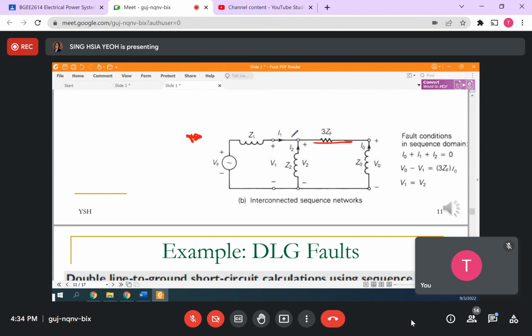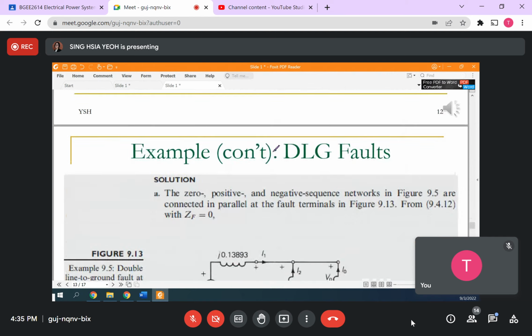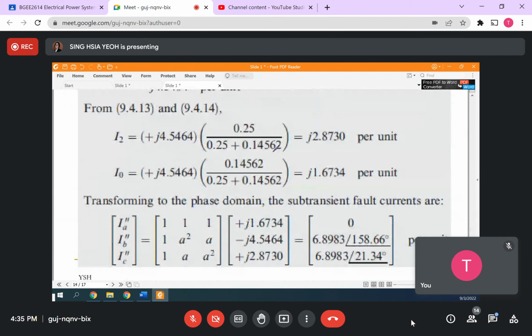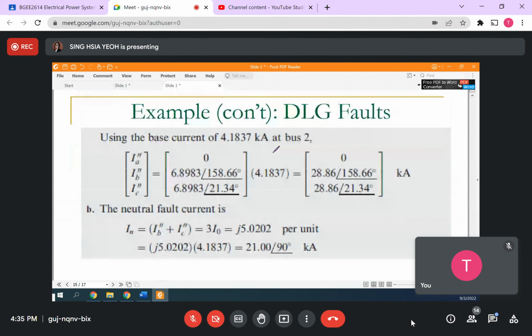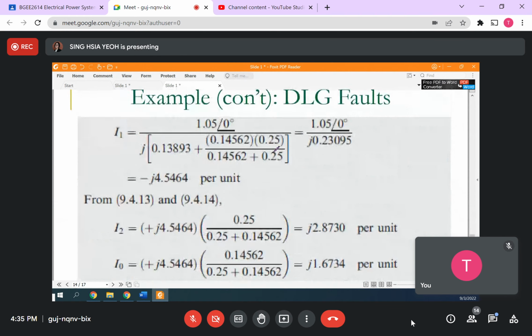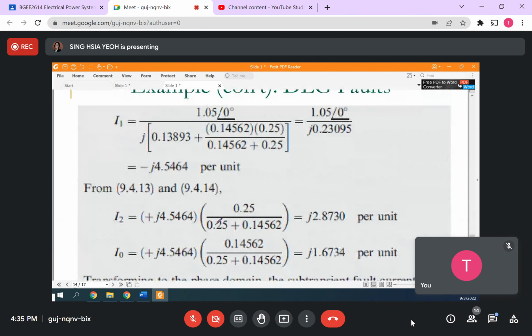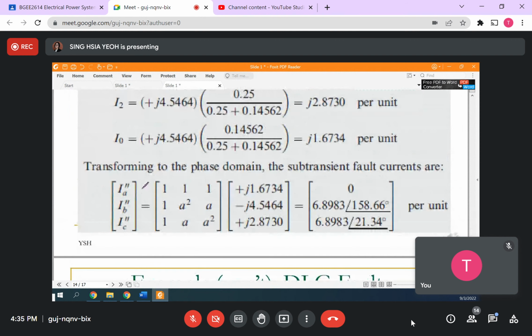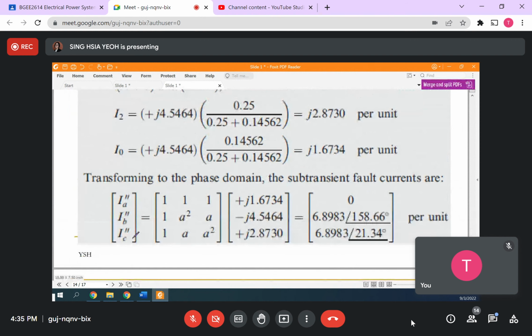Okay, so I1 here, I2 and I0, so you can use the current divider rule to find I0 and I2. V0 and V2 should be the same if this is a short. So parallel means voltage V2 and V0 should be the same. V1 is also the same. Okay, so that's why they didn't ask you to find the voltage value. Too easy. Okay, so you have I1, I0, I2 by using the current divider rule, then use a formula to convert to IA, IB, IC, sequence to phase.